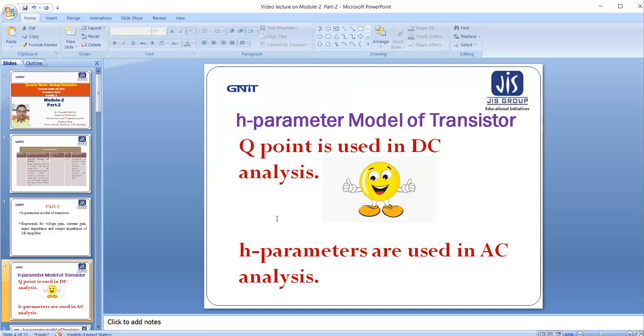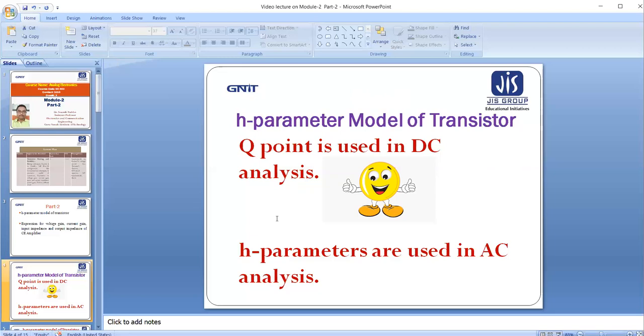Now, in the previous module, we had discussed the Q point and its biasing, stability, compensation networks, etc. From that part, we learned that the Q point is used for DC analysis, whereas in the present module, we shall discuss the H parameter, and these H parameters are used in AC analysis. So this is the main difference between the Q point analysis and the H parameter analysis.